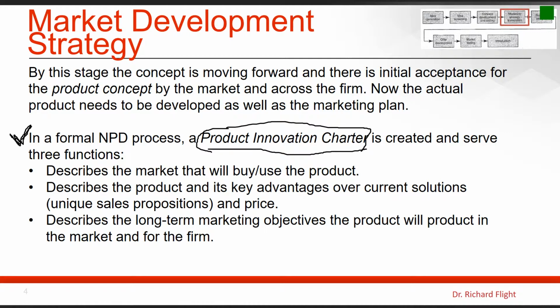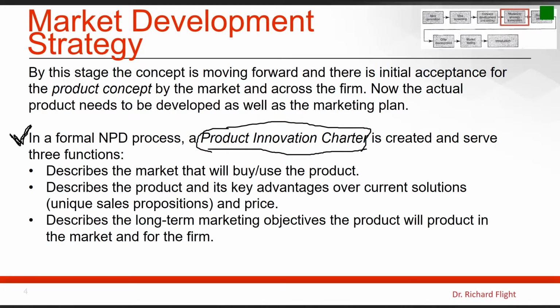So when we do positioning with perceptual maps and things like that, we kind of create an image of the product for the consumer. Same kind of concept here. They're not identical, but they're very similar. If you were to look at an innovation charter and a perceptual mapping technique, we really do a strong job describing the market and why our product is better than everybody else's.